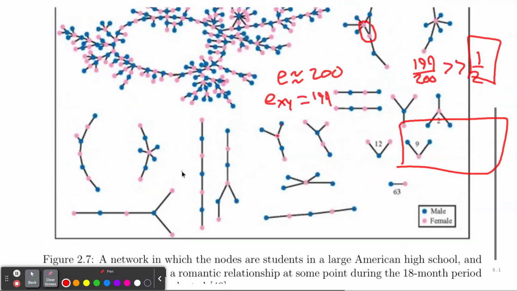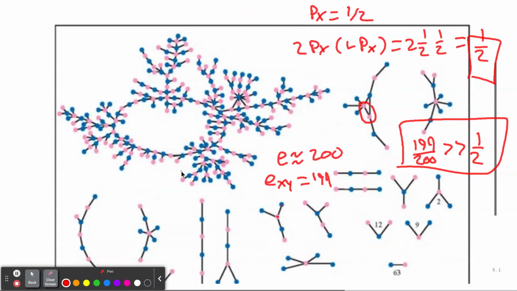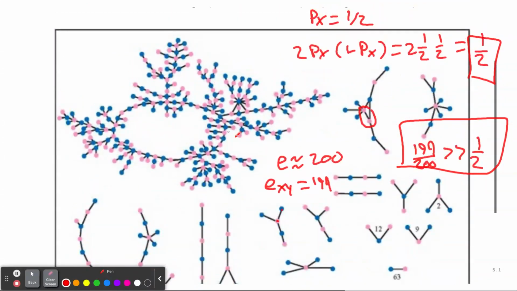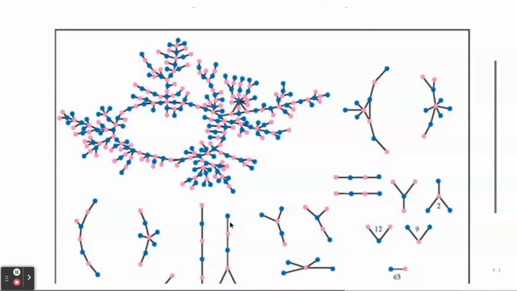And so this was purely an empirical statement based on the graph or the network that we're seeing here. And we would say that there is evidence of inverse homophily in the gender dimension.